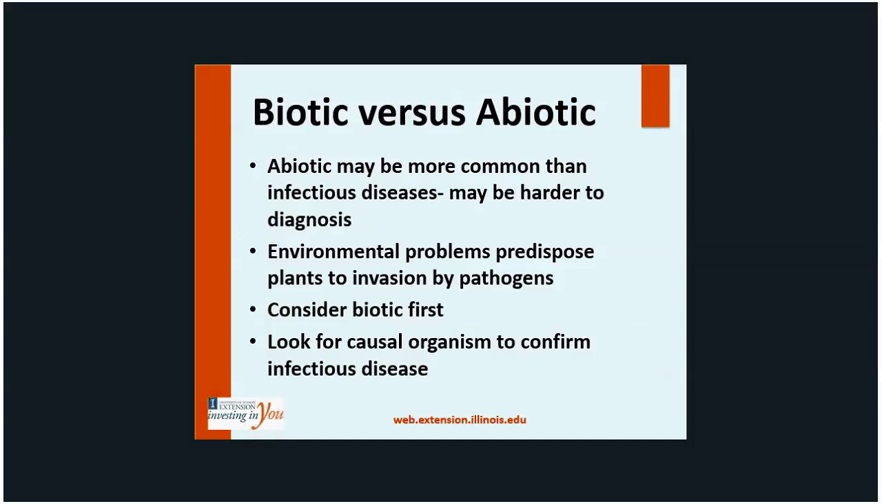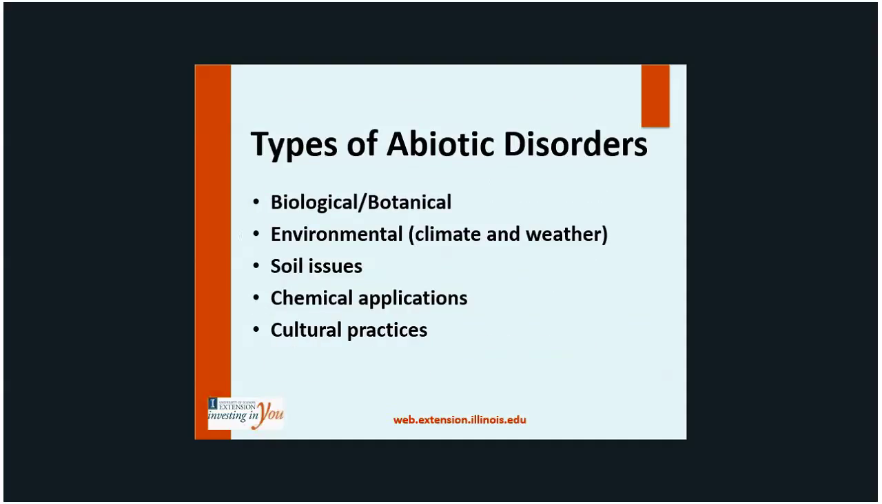So when you're doing your CSI, when you're trying to figure out what's wrong with your plant, consider biotic first. Consider that it may be a pathogen. Look for the causal agent to confirm the infectious disease. And if you can't find it, then you might consider abiotic. So we're going to talk about five different categories of abiotic disease today. And we'll go through each one of those, and I'll give you some examples.